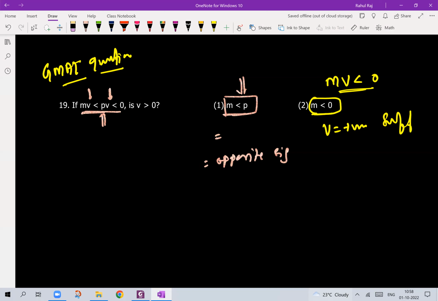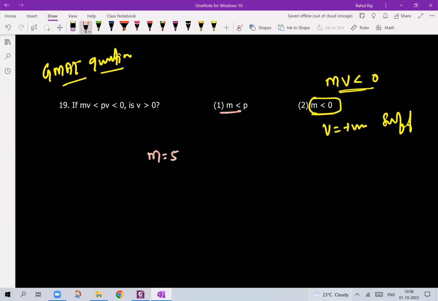So what I can do over here, imagine it says M is less than P. I'll take some positive number. Let's say M is equal to 5, P is equal to 10. And I can take V as negative 1, because I know that if I'm taking M and P positive, V has to be negative in order for MV and PV to be less than 0, right?